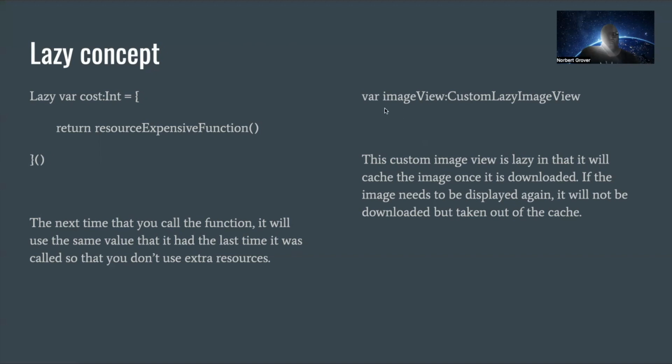We also have a custom image view that can be lazy as well. This custom image view can be lazy in that it will cache the image once the image is downloaded, for example, in a table view. If the image needs to be displayed again, it will not be downloaded. It will be taken from cache. So that's the basic gist of how this is going to work.